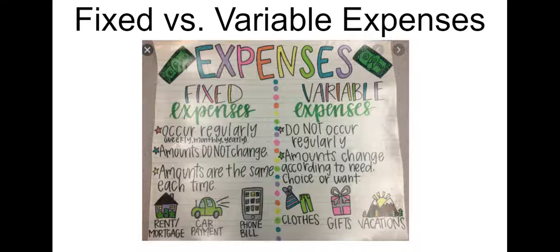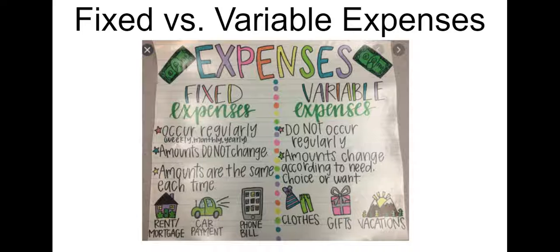Now, variable expenses are not regular, and the amounts change because it's based on what I want, really. For example, gifts. I may go out one month and buy a gift for $20. The next month, something comes up and I need another gift. I may spend $10. So it changes because I don't necessarily have to spend the same amount every time I go out and buy that item.